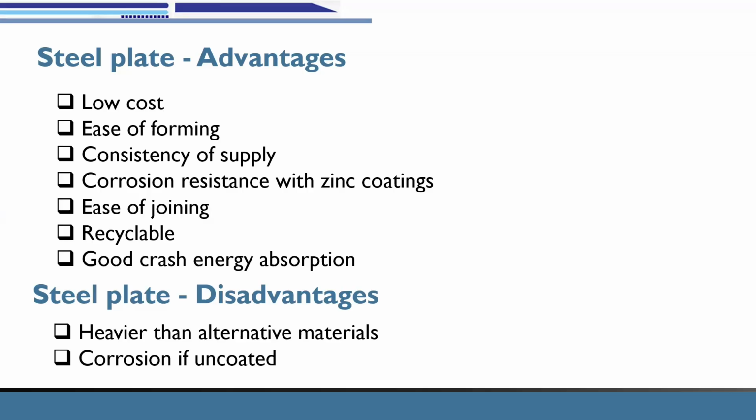As I mentioned, one disadvantage is that it is a corrosive material. If there are any hard edges or uncoated areas, those panels easily get corroded. Number two, it is heavier than alternative materials like aluminum or carbon fiber material. Compared to those, it is very heavy. These are the major disadvantages of using steel panel.